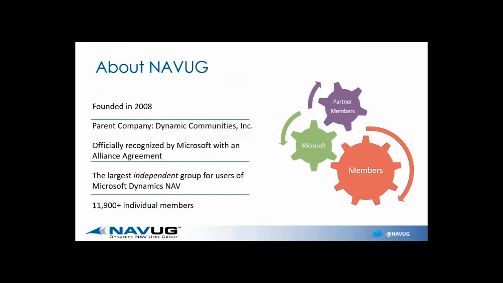So for starters, NAVUG was the second user group that was formed by Dynamic Communities in 2008. Dynamic Communities, or DCI, is the umbrella company that administers the NAV user group. And the CEO of our company, Andy Hafer, was a CIO of a large firm down in Tampa, Florida. During his time, he was invited to a Microsoft Convergence conference and was asked to be at a customer panel.